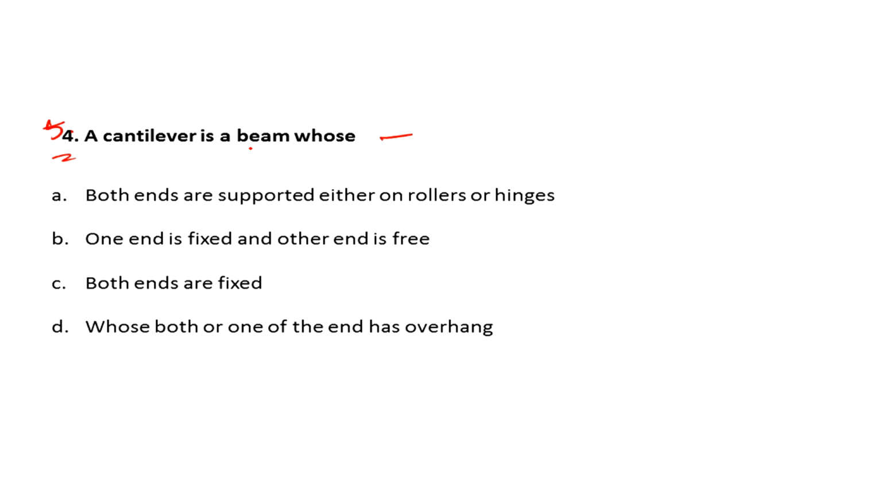A cantilever is a beam whose option A, both ends are supported either on rollers or hinges; option B, one end is fixed and the other end is free; option C, both ends are fixed; and option D, whose one or both ends have overhanging. So the answer will be one end is fixed and the other end is free. Thank you.